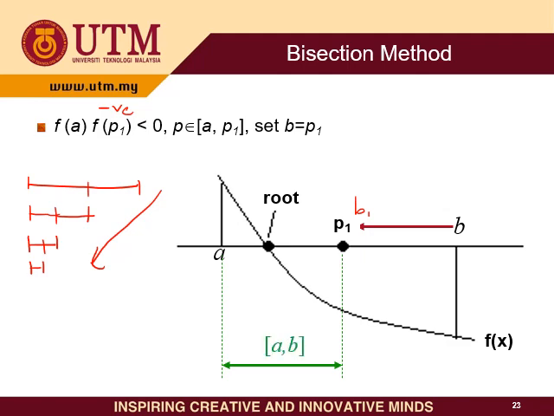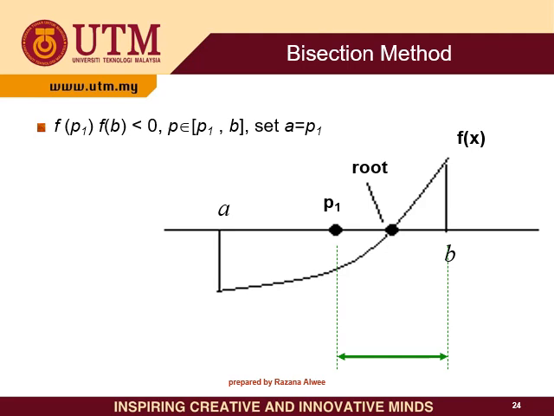So for the first one, this is your new A and B for the next iteration, where you will find another P, say P2 here, and then we will find the next interval, which is smaller than this one. Again, the next one is even smaller. Okay.